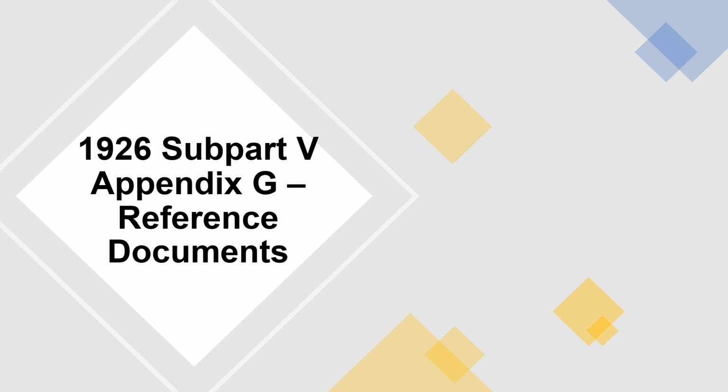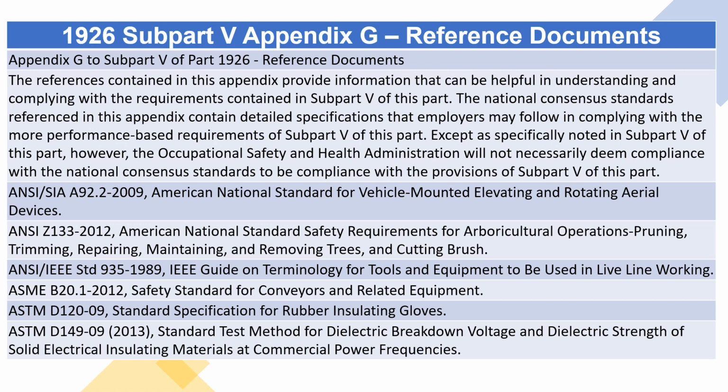1926 Subpart V Appendix G. Reference Documents. Appendix G to Subpart V of Part 1926, Reference Documents. The references contained in this appendix provide information that can be helpful in understanding and complying with the requirements contained in Subpart V of this part.